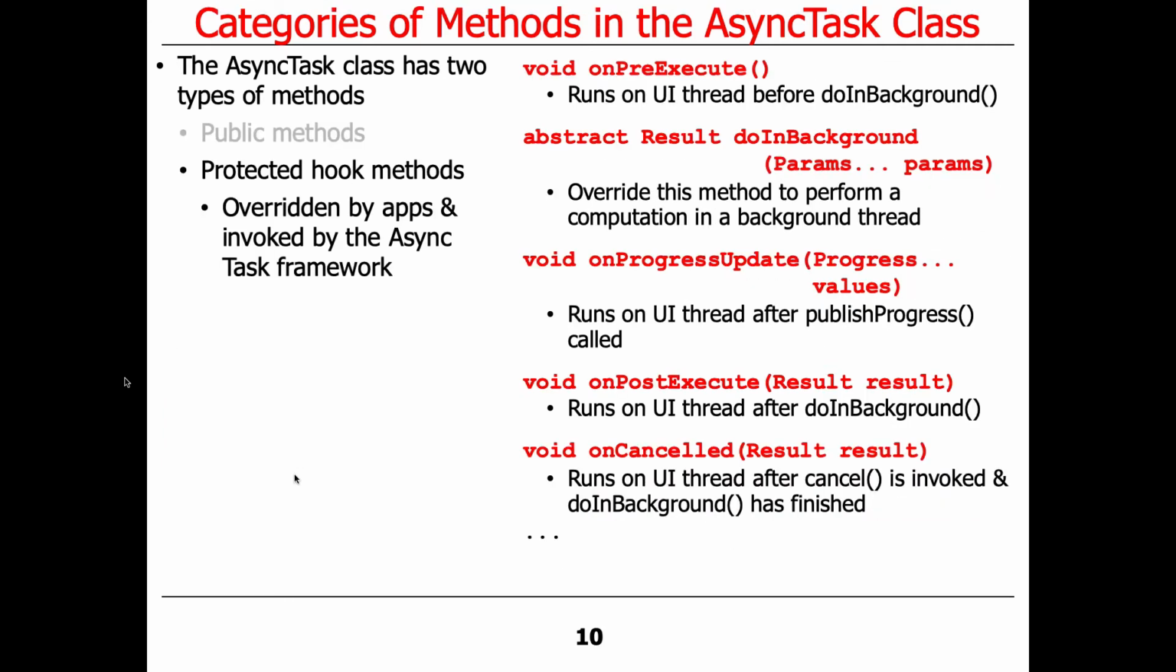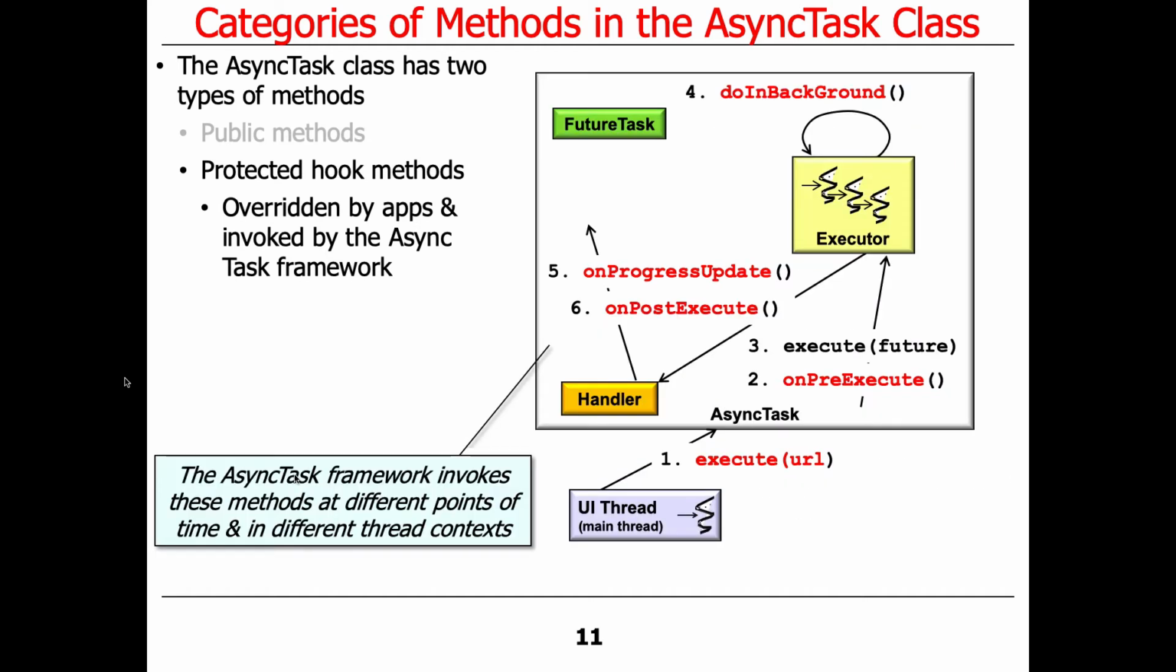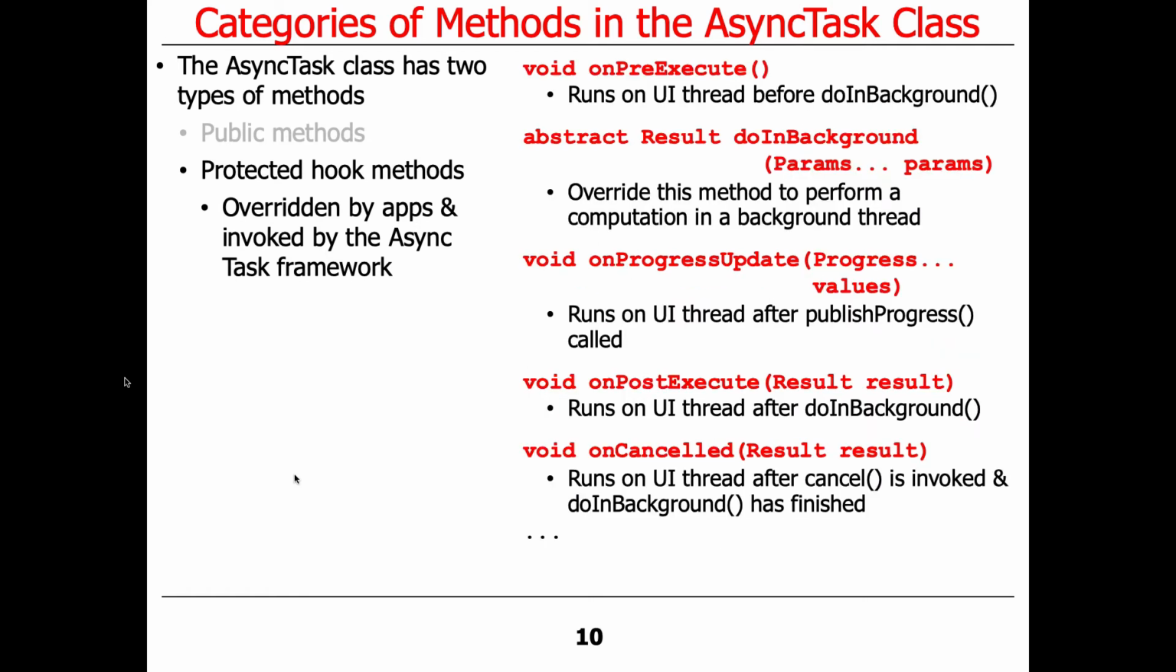methods that are public. There are also some protected hook methods, and these can be overridden by the application developer and invoked by the AsyncTask framework internally. They're overridden by the application developer to customize certain things that happen when the threads run. So let's talk about each of these.